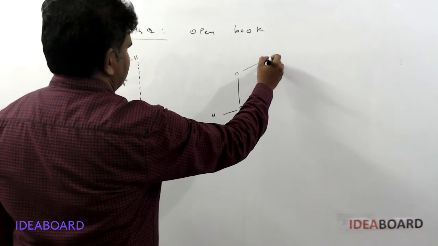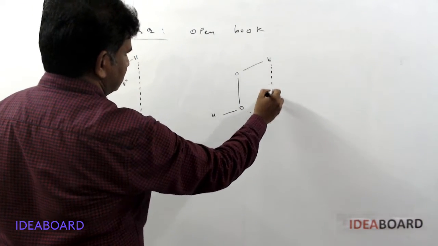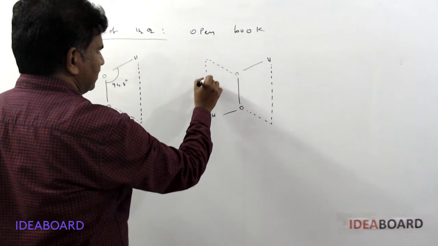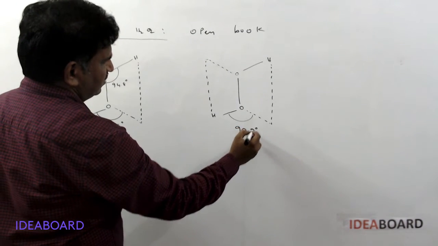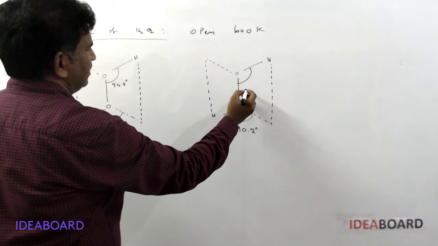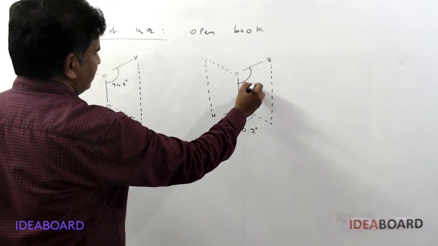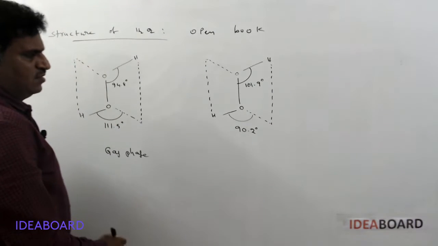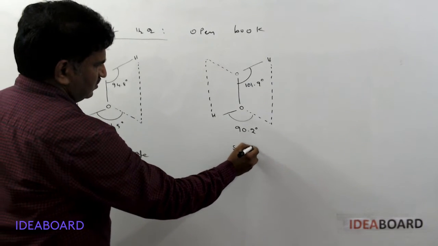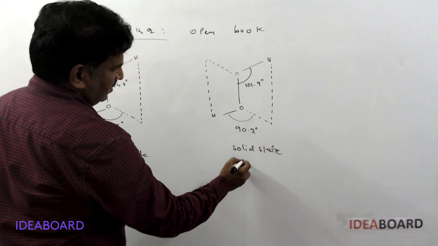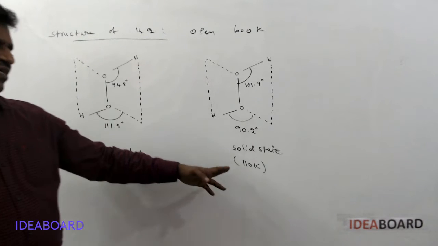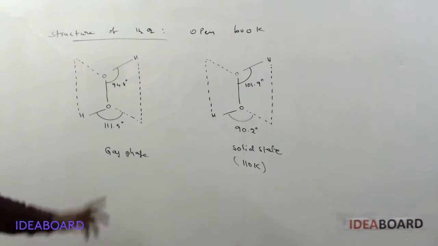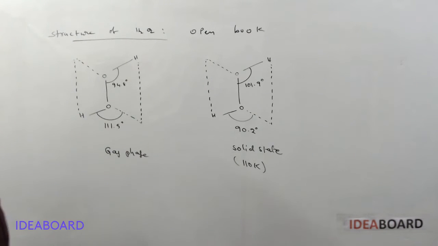this is the same structure, but there is a change in the dihedral angle. Here the dihedral angle is 90.2 degrees only, but the OH bond angle increases, that is 101.9 degrees. That is in solid state. At 110 Kelvin temperature, hydrogen peroxide is in solid state, and that solid state structure is this one, and the dihedral angle decreases in solid state. That is for hydrogen peroxide structure.